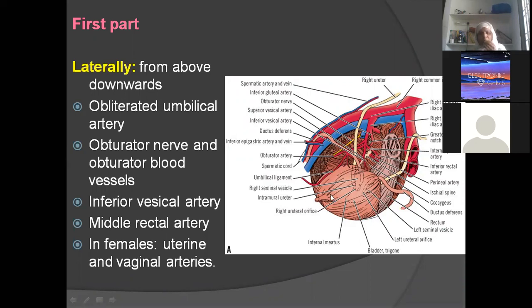I could not get many pictures. But when you do dissection, definitely you will see it in the dissection hall. So many relations laterally you will see. The obturator nerve will be seen, the obturator blood vessels, the inferior vesical artery, the middle rectal artery. And in females we will also see the uterine and vaginal arteries.